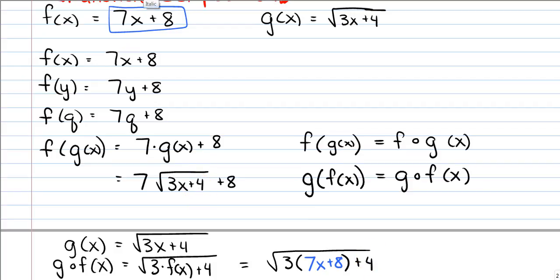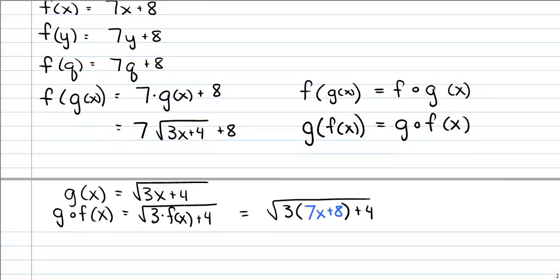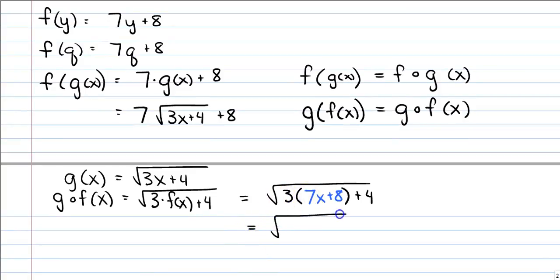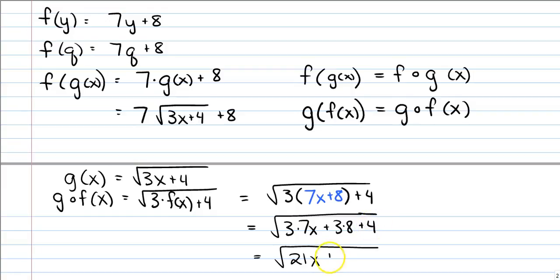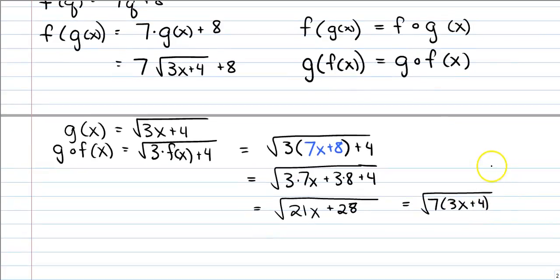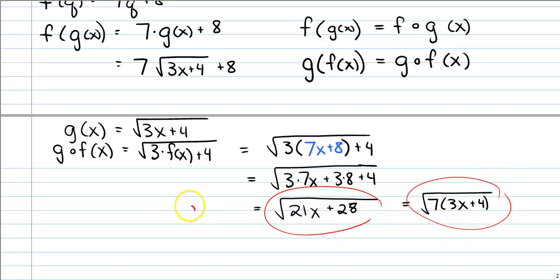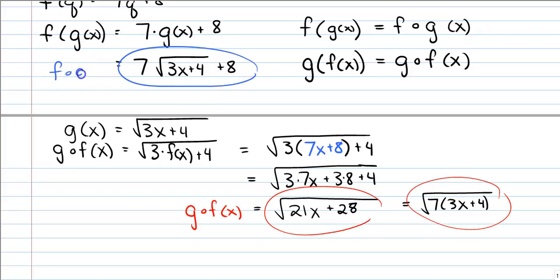Now, there wasn't much we could do with f dot g of x, but g dot f of x is going to simplify a little bit. We can bring that 3 into the parenthesis. 3 times 7x plus 3 times 8 plus 4. That's the square root of 21x. Now, 3 times 8 is 24, plus 4 is 28. I can factor a 7 out of that, but it doesn't really help me at all. I cannot take the 4 as a perfect square out of there. Either of these answers are fine for g dot f of x. This answer is fine for f dot g of x. That's function composition. Let's do some more of those.